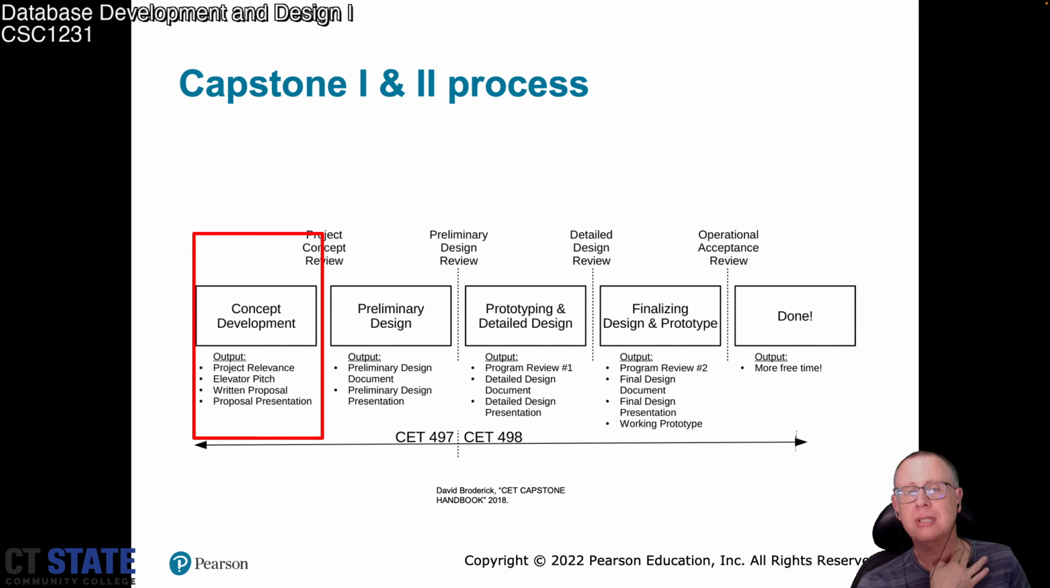At Central Connecticut State University, in their computer engineering technology program, they have to do a capstone project over a whole year in CET497 and CET498. And in that capstone, they follow this process. It's a similar idea to what I had, maybe a little bit more documentation heavy, right? Concept development, preliminary design, prototyping and detailed design, finalized design and prototype, and then we're done.